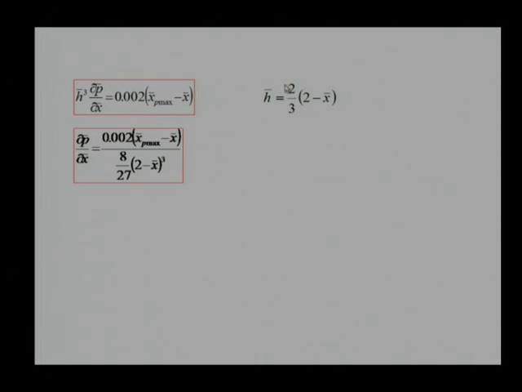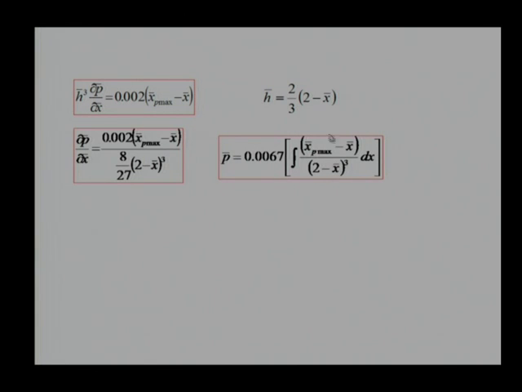So, cube of 2 will turn out to be 8, cube of 3 will turn out to be 27, and this will be (2 minus x bar) cubed. We can rearrange this equation something like this and then integrate it. You see x bar p max minus x bar, integrate with respect to x, and this is also a function of x bar.